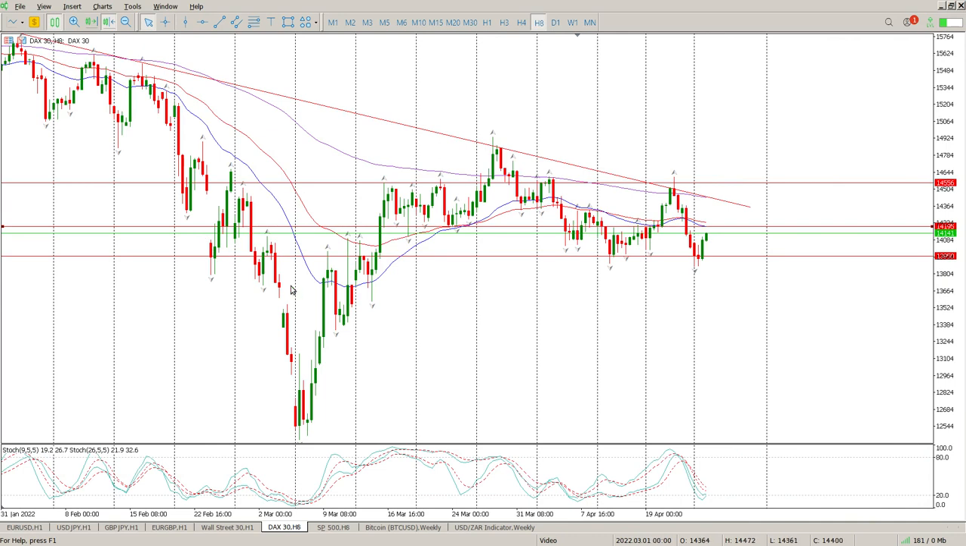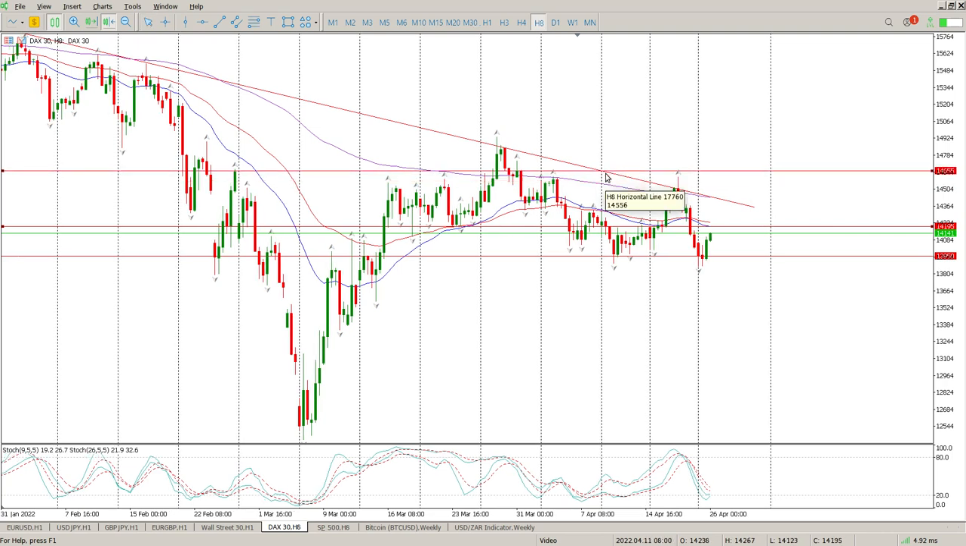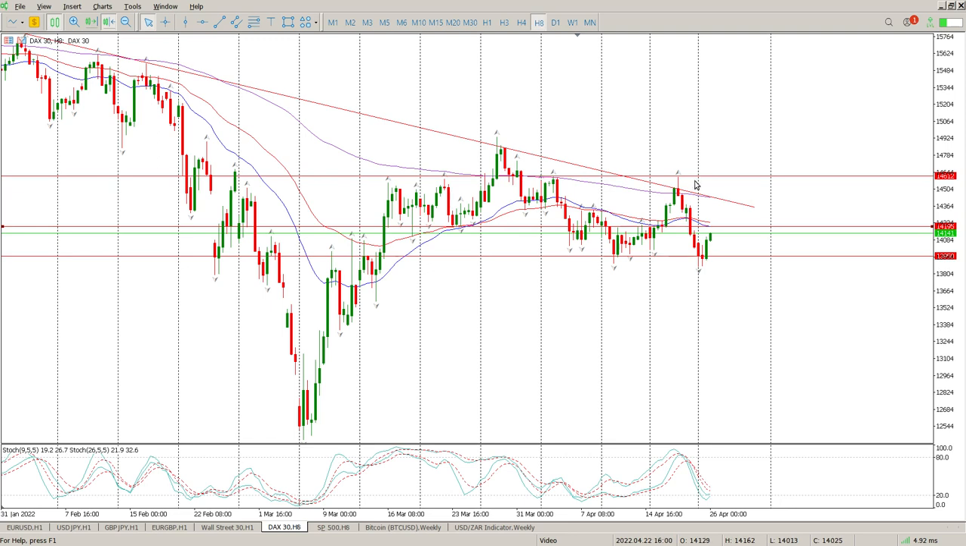We did try and form an inverse head and shoulders. That is still in play, very much still in play. This is just another shoulder. So at this stage we've got 1, 2, and this could be the third shoulder forming. We need to break above the top here. So that's what we're looking for. We need to break above this high of last week, which is 14,612, for anything to be valid.